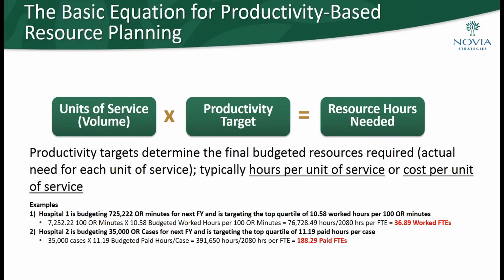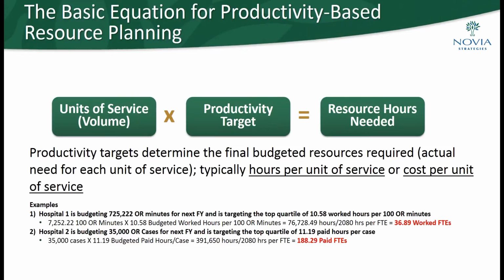They're using a top quartile benchmark of 10.58 worked hours per 100 OR minutes, and do the math, do the multiplication, and then divide that by the number of FTEs, a number of hours per FTE. And in example 1, it's a relatively small OR. You have 36.89 worked FTEs because that's the target that we were using. It was based on worked hours per minute.